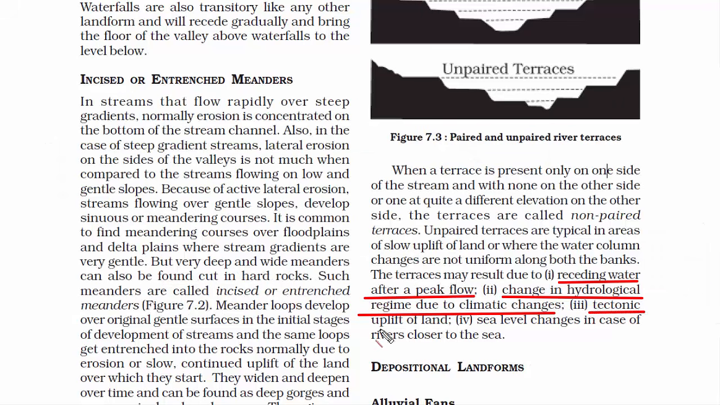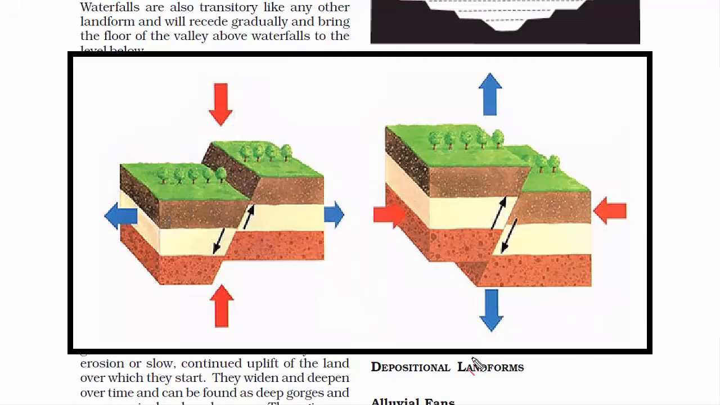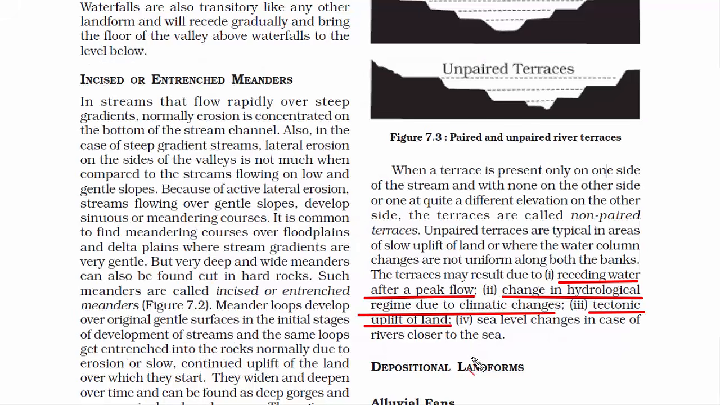Now the third reason behind unpaired terraces is tectonic upliftment of land. When a portion of Earth's surface is uplifted due to tectonic activity, that causes a huge change in the flow of the river. When there is a change in the flow, that will cause unpaired terraces. The fourth reason behind unpaired terrace formation is sea level changes in the case of rivers closer to the sea. When there is an increase in the volume of water in the sea, that excess water will sweep into the land through rivers. That will cause flood, and naturally unpaired terrace formation will take place. So these are the four reasons that can cause unpaired terraces.